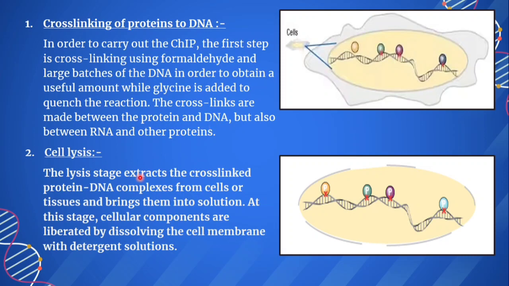So the next step is cell lysis. The cell lysis stage extracts the cross-linked protein DNA complexes from cells or tissues and brings them into solution. In this picture we can see these gaps which indicate the cell lysis. At this stage, cellular components are liberated by dissolving the cell membrane with detergent solutions. Because protein DNA interactions occur in the nuclear compartment, removing cytosolic protein can help increase sensitivity.